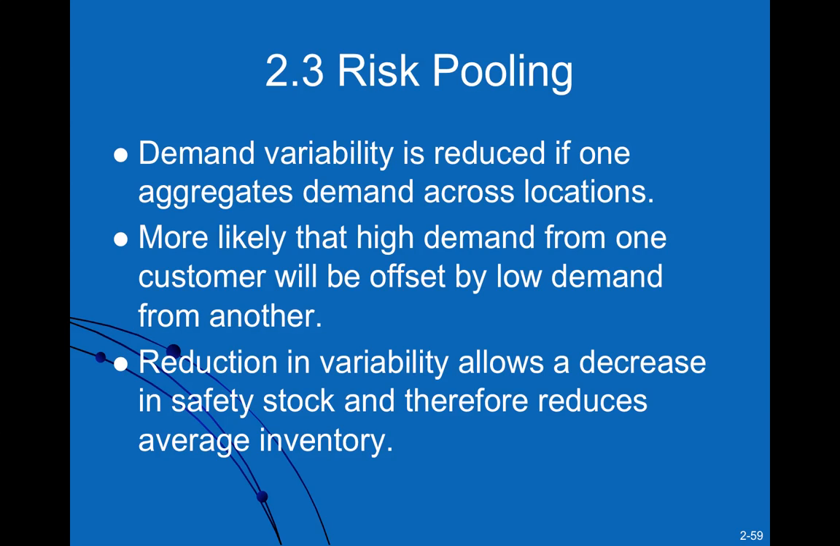In fact, the benefit of aggregation tends to work well when the variability in the different locations is more or less negatively correlated. That means if demand goes up in one location, it goes down in the other. When you combine them, they even out each other. So it's more likely that high demand from one customer will be offset by low demand from another, and the reduction in variability allows for a decrease in safety stock.